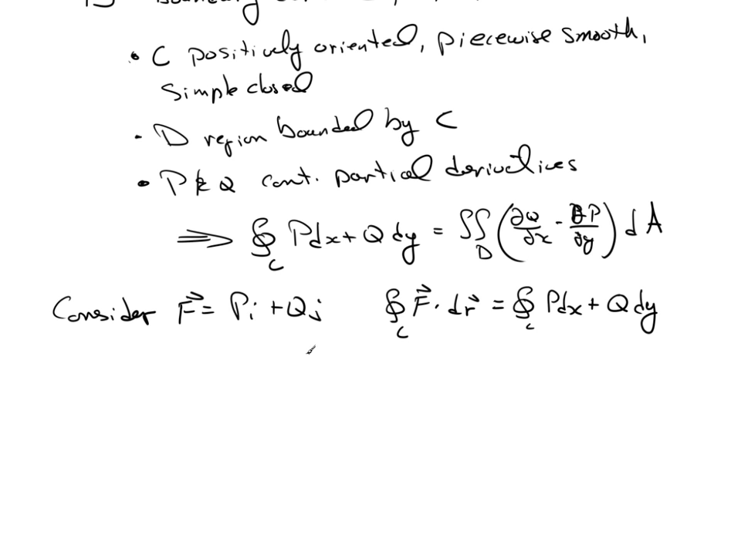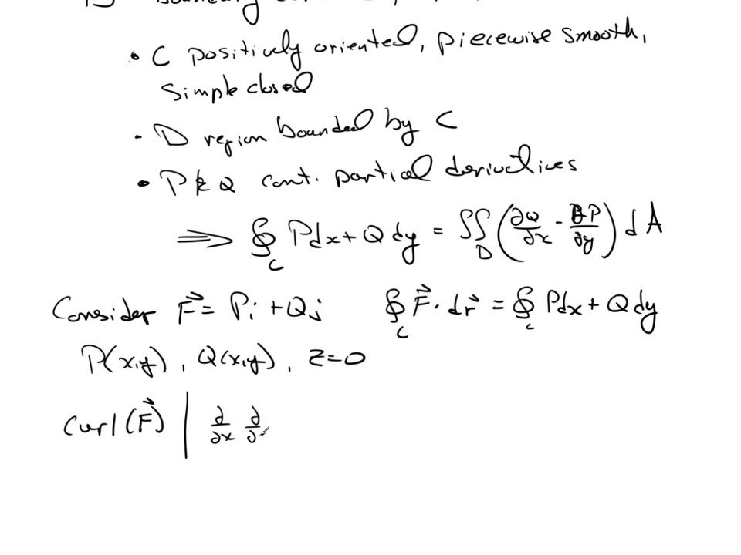So if we do that, what I'm going to end up with is P of x, y, and Q of x, y. And actually, I probably should write that as x, y, z. But anyway, it's essentially going to be x, y because z is just going to end up being 0. So if I think of the curl of F, I'm going to have the partial with respect to x, partial with respect to y, partial with respect to z, i, j, k, and then P, Q, and 0.